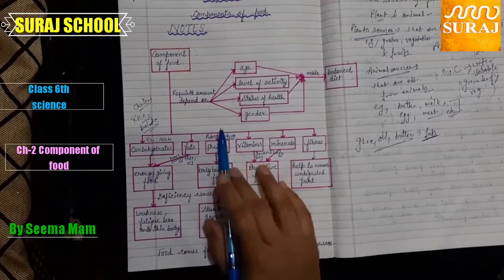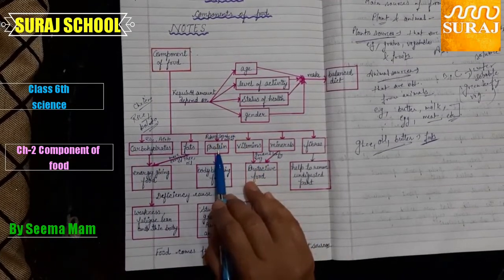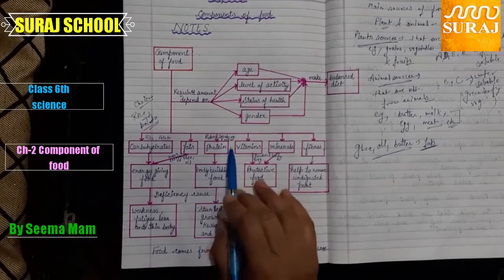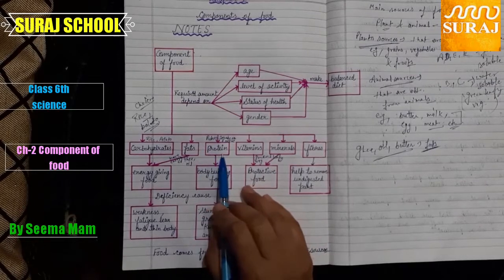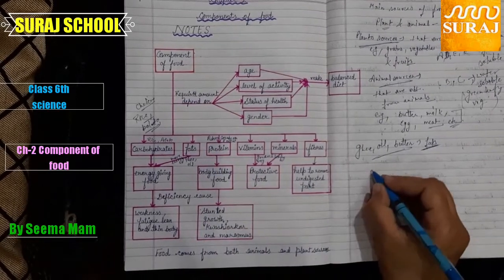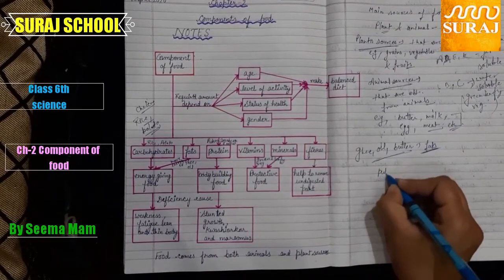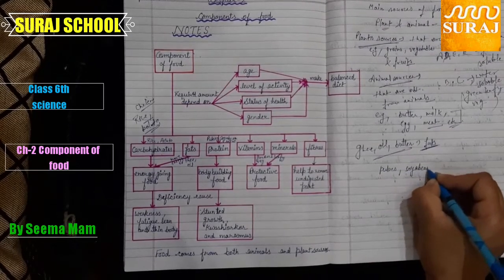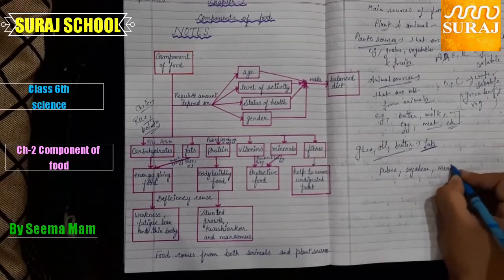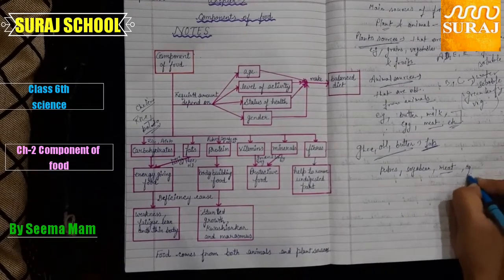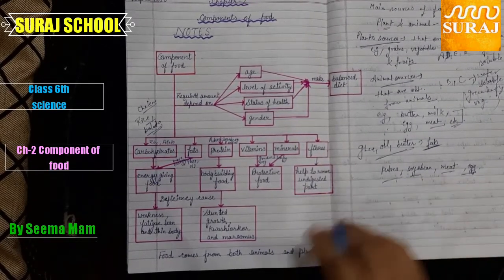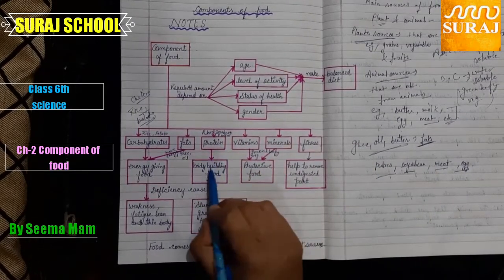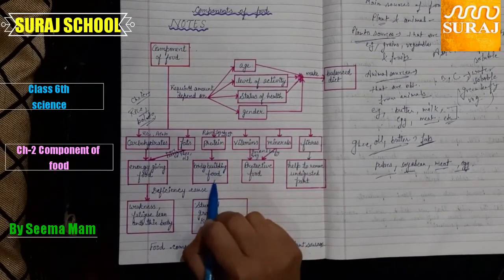Now our next component of food is protein. What are the items that give a rich amount of protein? That are pulses, soybean, and meat, egg. These items contain a rich amount of protein, and protein is also known as bodybuilding food.